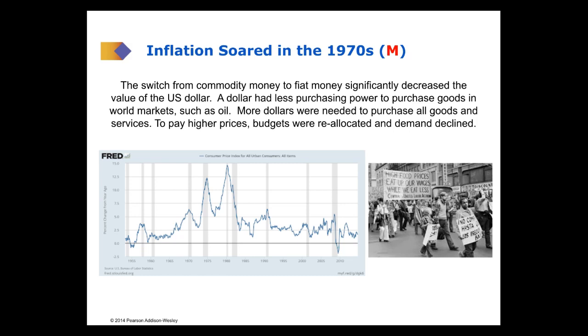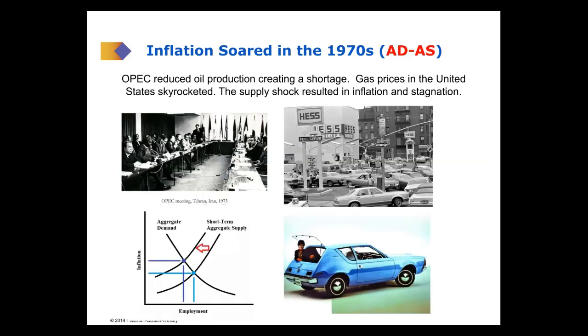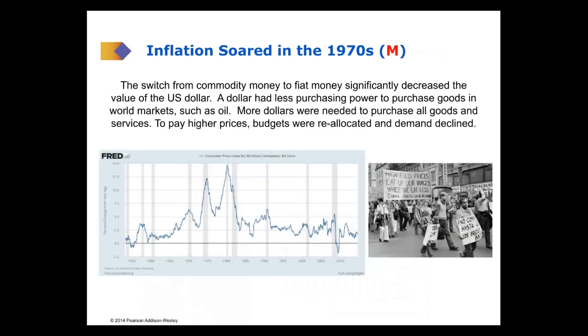So there's another explanation other than the explanation in the ADAS model. We have an explanation using monetary theory, that we had more money. The value of the dollar went down. When the value of the dollar goes down, it takes more money to buy goods and services in markets, including oil.